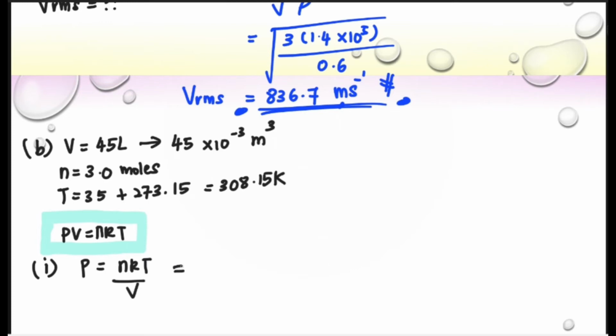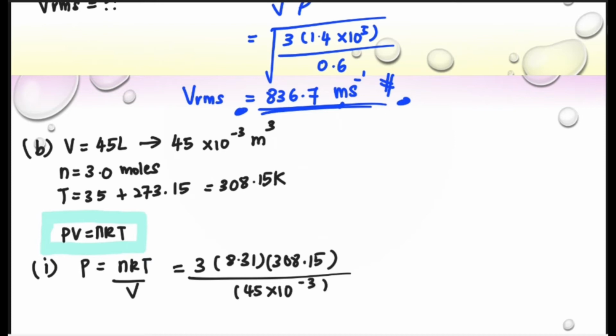over V. Okay, so we substitute n as 3, R is 8.31, T is 308.15, over V is 45 times 10 to the power of negative 3. Therefore, for the pressure we will get 1.71 times 10 to the power of 5 Pascal. Okay, so this is the answer for B1.